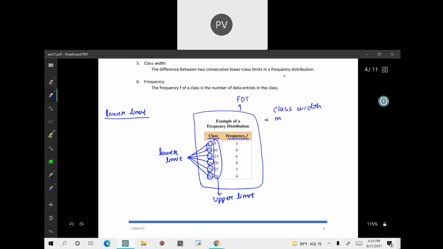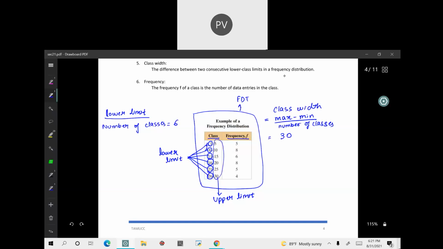It is maximum minus minimum divided by number of classes. So in this case, what are the number of classes? 1, 2, 3, 4, 5, 6. So here the number of classes is 6. What is the maximum value? 30, right? See, the maximum value is 30.